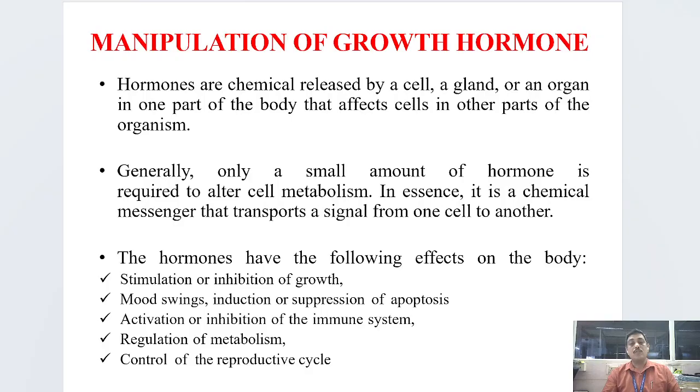In general, hormones have the following effects on the body. One, they can stimulate or inhibit growth, depending upon which type of hormone is secreted. They are also involved in suppression of apoptosis, that is programmed cell death, or they can trigger programmed cell death. They are also used to control mood swings. Apart from these, they also regulate our immune system, regulate metabolism, and can also control the reproductive cycle of the organ.